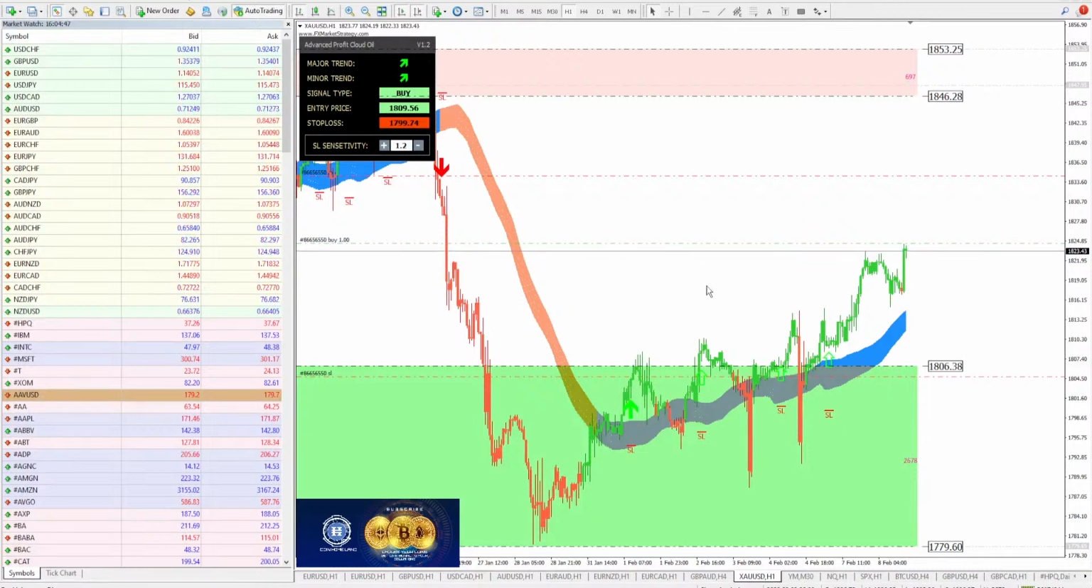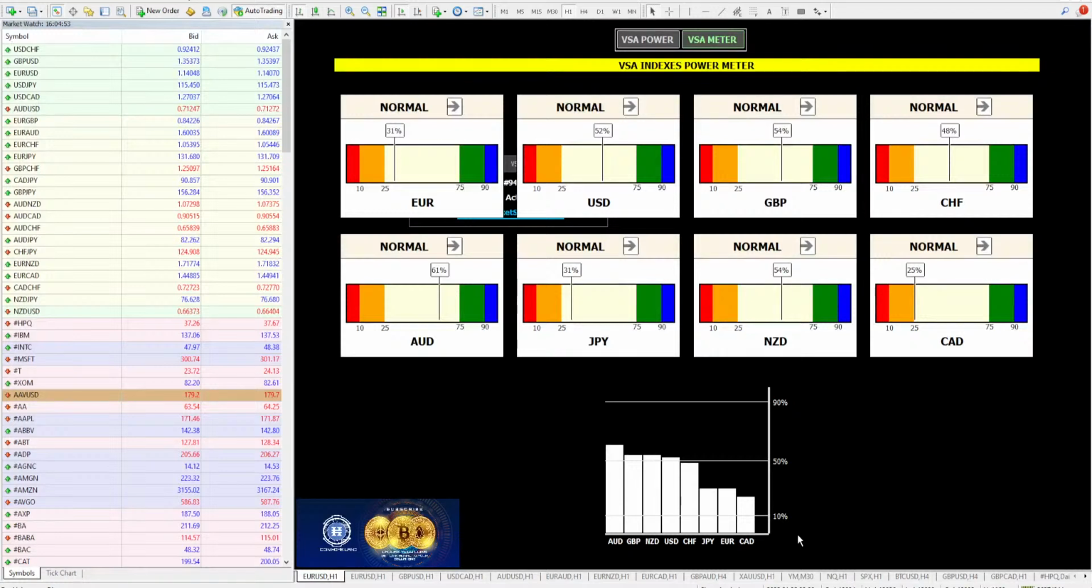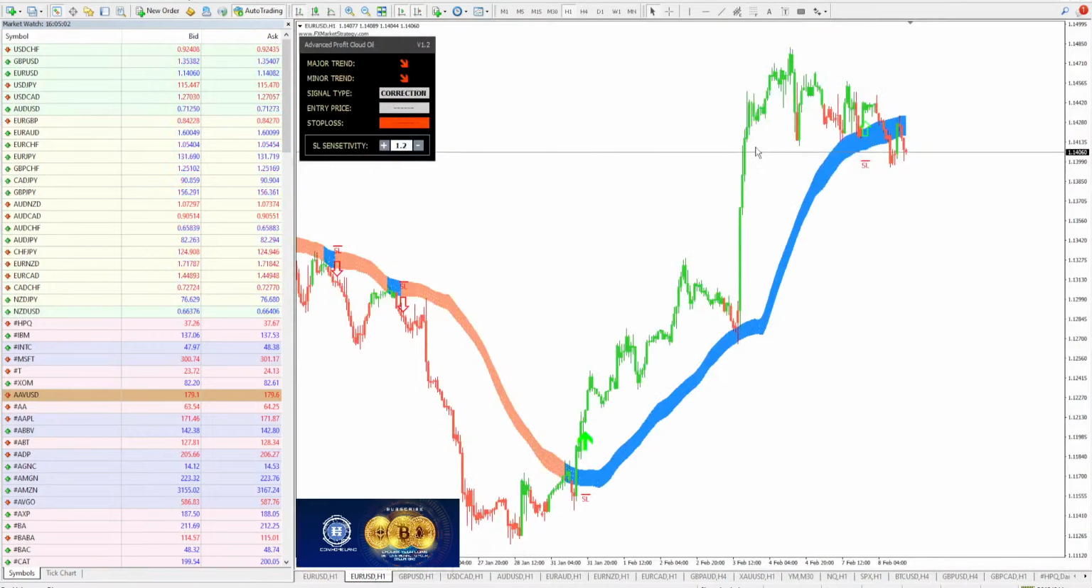So looking at the chart right here. What's going on in the market? The Australian is picking up, New Zealand is picking up, which is good. We want to see that. Canadian is still weak. Euro dollar is just in this correction phase after such a big move to the upside, so I would avoid this for now.